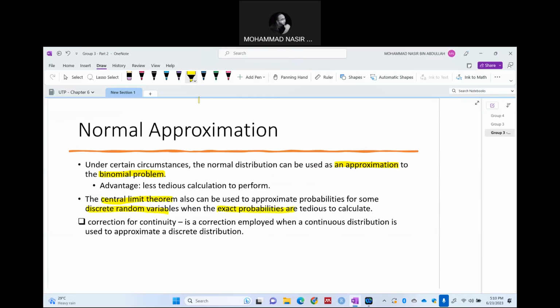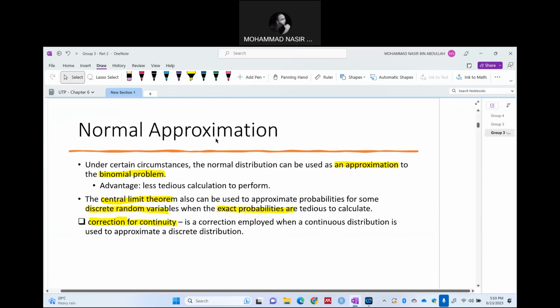So this is from discrete random variable to normal distribution. When we have a very large calculation in discrete, we can use normal approximation to approximate the probability, right? Of course, when you want to convert from a discrete random variable to a continuous random variable, we need to apply correction for continuity, right? Correction for continuity. It's a correction employed when a continuous distribution is used to approximate a discrete random variable, right?